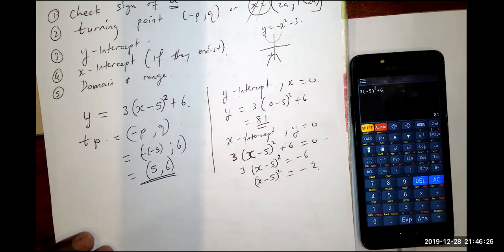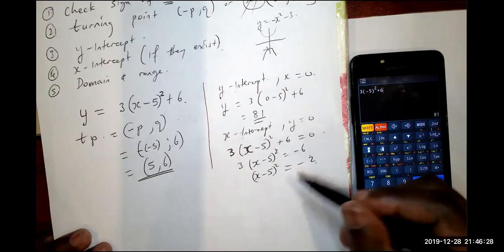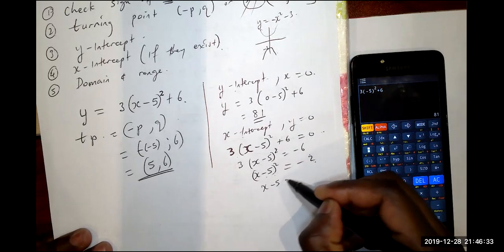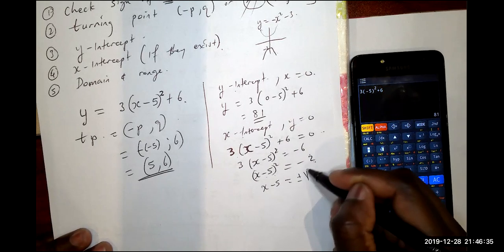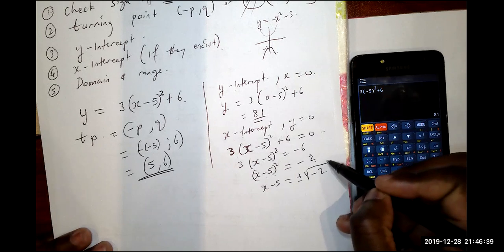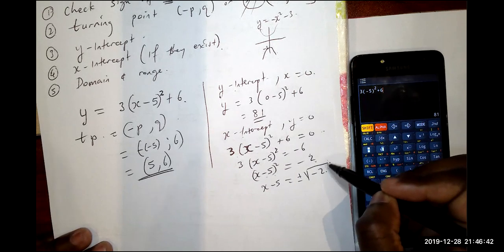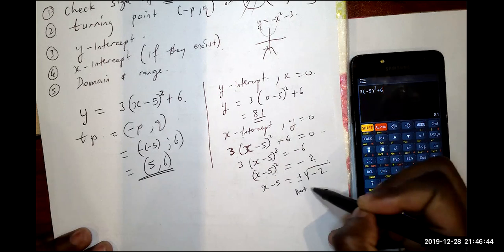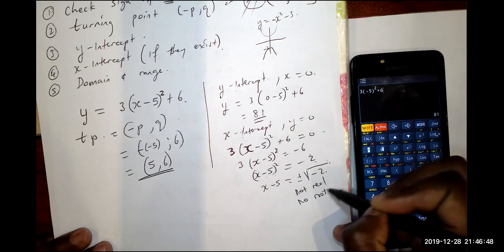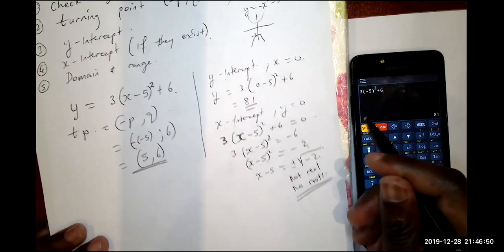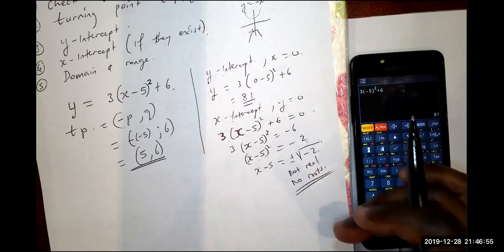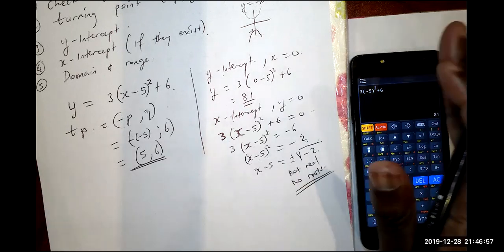So here, what's going to happen now is that to find x minus 5, we take the root, so it's going to be plus or minus root of negative 2. And in this case, it's not real. So no roots. In this case, this graph doesn't cross the x-axis. So you don't need to worry about the x-axis.